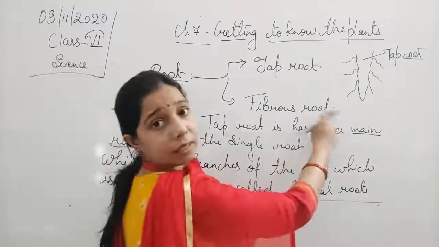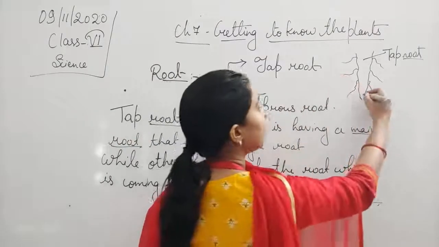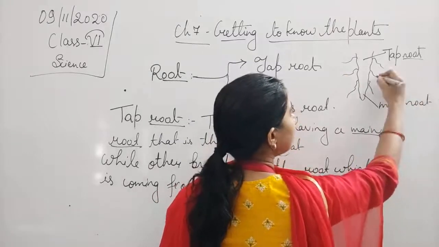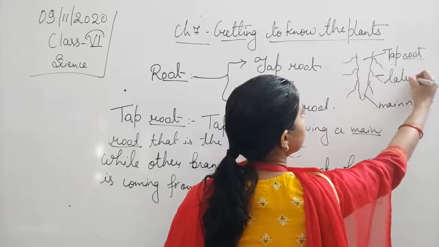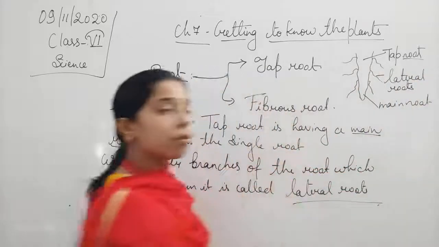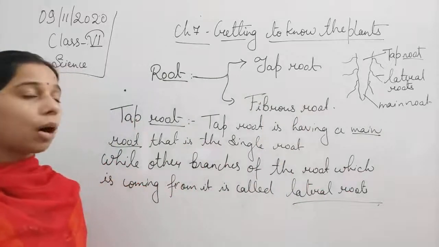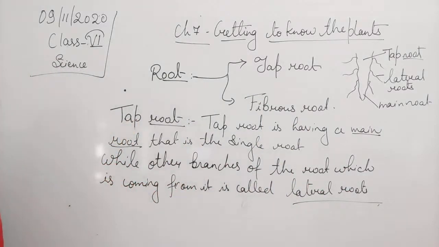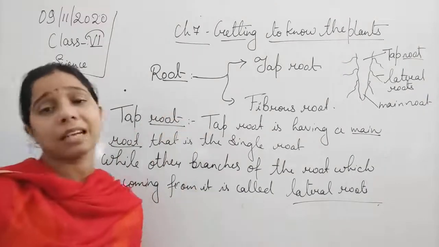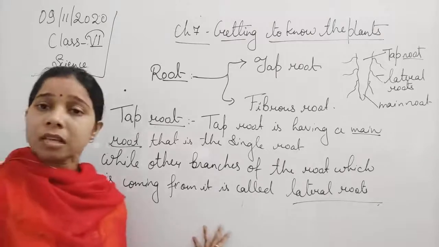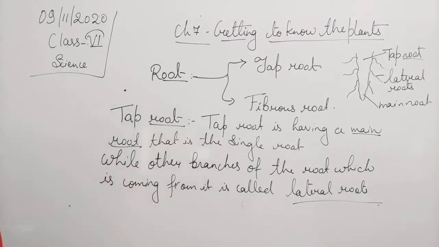So if we see in this diagram, students, what we will find that this is what? This is the main root and these are known as the lateral roots. Okay, so the small branches which came out from it are known as the lateral roots, while the main root which goes deep inside the ground is known as the main root. So this is about the taproot, students.